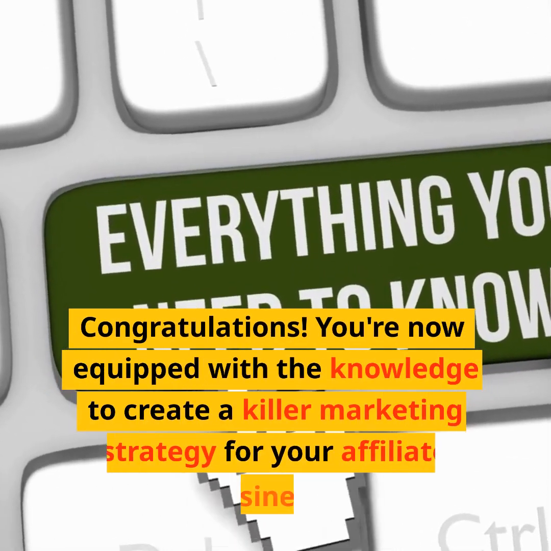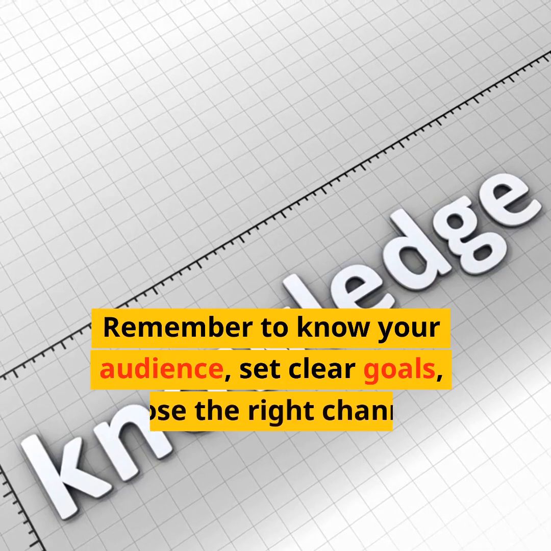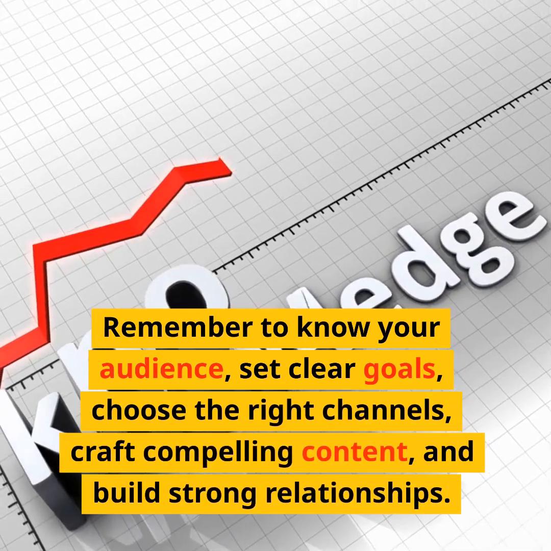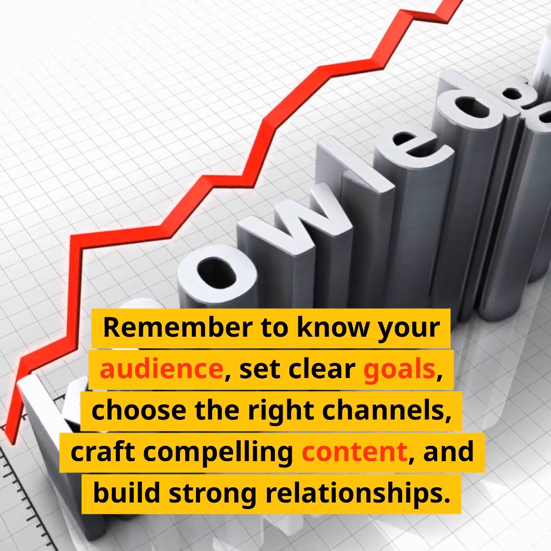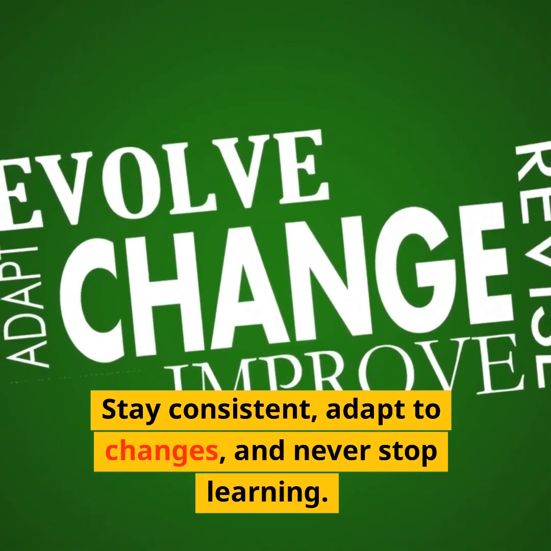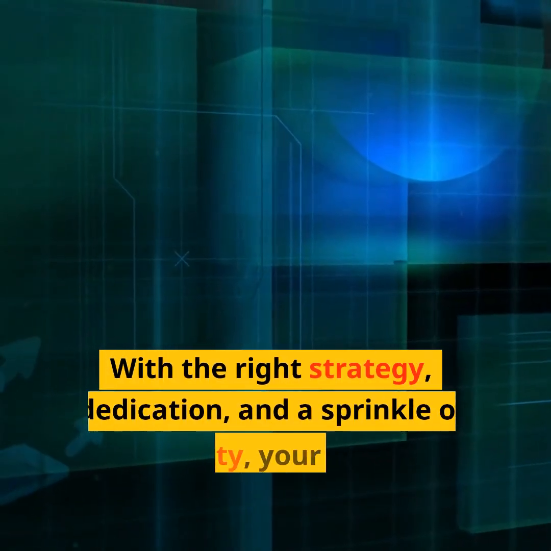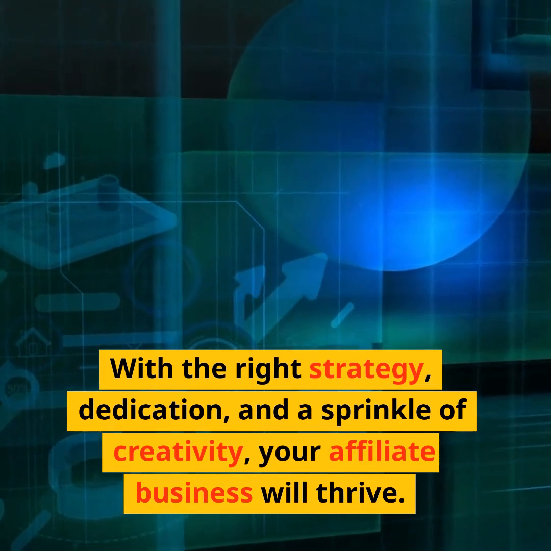Congratulations! You're now equipped with the knowledge to create a killer marketing strategy for your affiliate business. Remember to know your audience, set clear goals, choose the right channels, craft compelling content, and build strong relationships. Stay consistent, adapt to changes, and never stop learning. With the right strategy, dedication, and a sprinkle of creativity, your affiliate business will thrive.